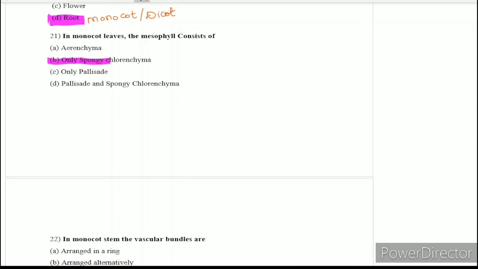In dicot, we can see elongated cells. This is elongated, that is palisade parenchyma, and the round or oval shaped ones are spongy parenchyma or spongy chlorenchyma. So in monocot everything is spongy chlorenchyma.